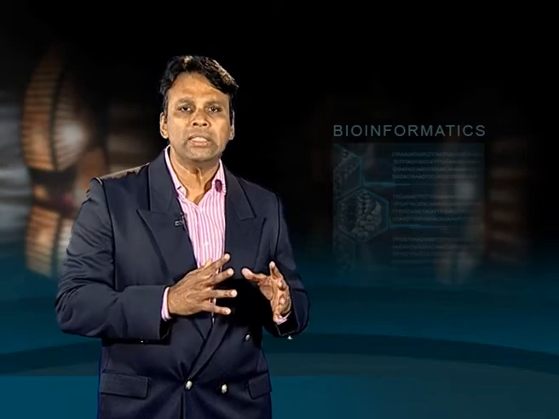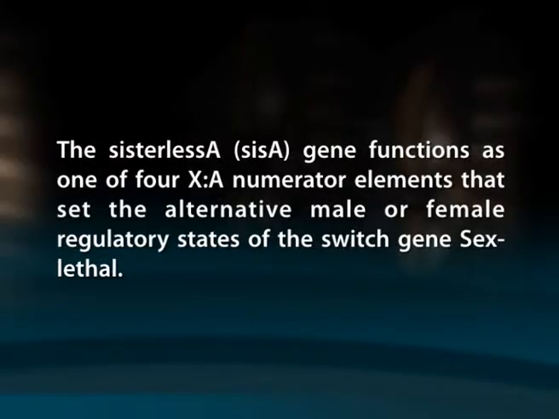In Drosophila, sex is determined by the ratio of X chromosome dosage to autosomal chromosomal dosage, and a few sites on the X chromosome act early in development as major numerators in setting this ratio. The sisterless A, in short called sis-A gene, functions as one of 4 X:A numerator elements that set the alternative male or female regulatory states of the switch gene Sex lethal.